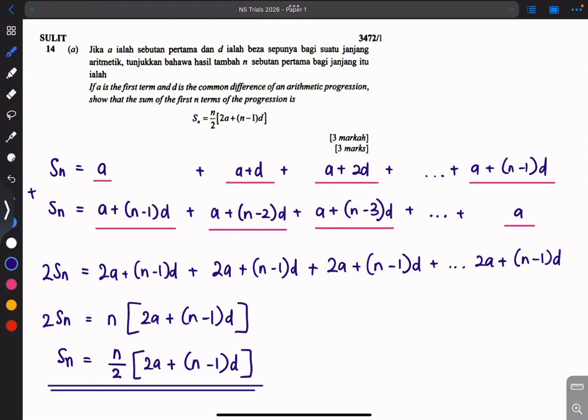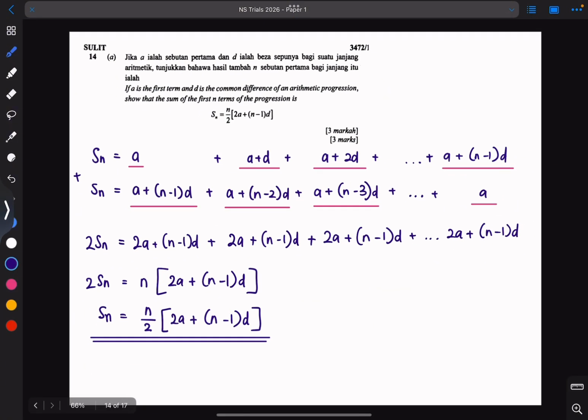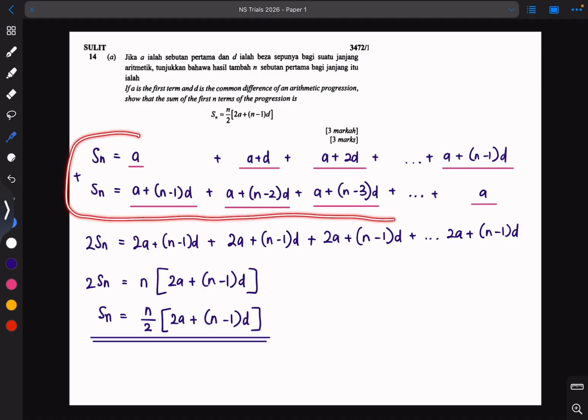Quite a difficult proving this one. But yeah, 3 marks. I would rate this a solid 8 out of 10 lah. Okay, if you don't know the steps, it's going to be quite hard to figure out.